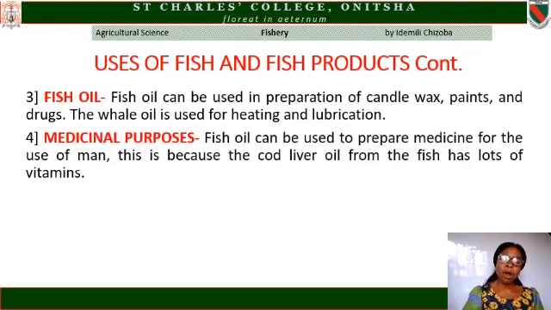Number 3, fish oil. Fish oil can be used in preparation of candle wax, paints, and drugs. The whale oil is used for heating and lubrication. Heating means that they can be used as energy in cooking and other industrial and domestic purposes. Number 4, medicinal purposes. Fish oil can be used to prepare medicine for the use of man. This is because something like the cod liver oil from the fish has lots of vitamins, which can be used by man.